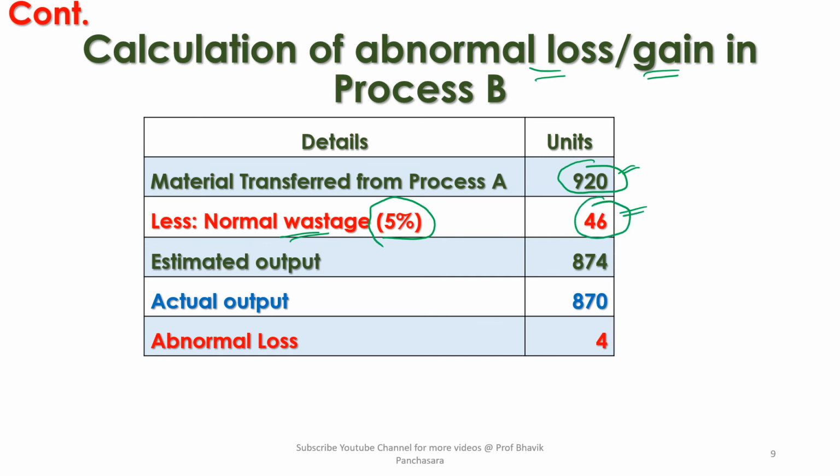So 46 units are units of wastage. If we deduct 46 units from this input, our estimated output will be 874 units. Now we will compare it with the actual output. For the second process, actual output is 870 units. So here we can say that actual output is less than estimated output and the difference is 4 units. This difference shows abnormal loss. So in this process there is an abnormal loss of 4 units.